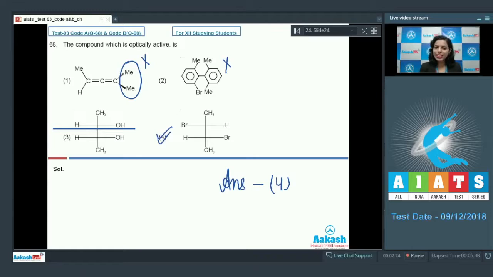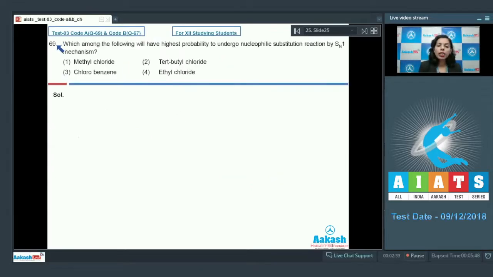And now after this, let's move on to the next question. Question number 69. Which among the following will have the highest probability to undergo nucleophilic substitution reaction by SN1 mechanism? It means you want to identify that particular compound which participates in the SN1 mechanism for completing nucleophilic substitution. So we have different options given here. First is methyl chloride, the compound CH3Cl. Then we have tert butyl chloride.